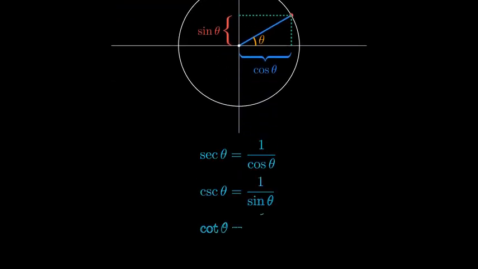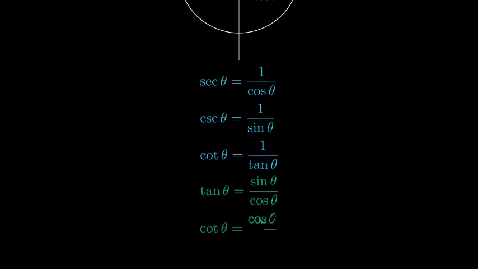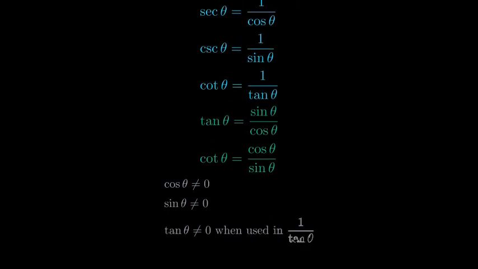Now, reciprocal and quotient identities. Reciprocal identities say secant is 1 over cosine, cosecant is 1 over sine, and cotangent is 1 over tangent. Quotient identities say tangent is sine over cosine, and cotangent is cosine over sine. Remember the domains. You cannot divide by 0, so avoid angles where the denominator is 0.